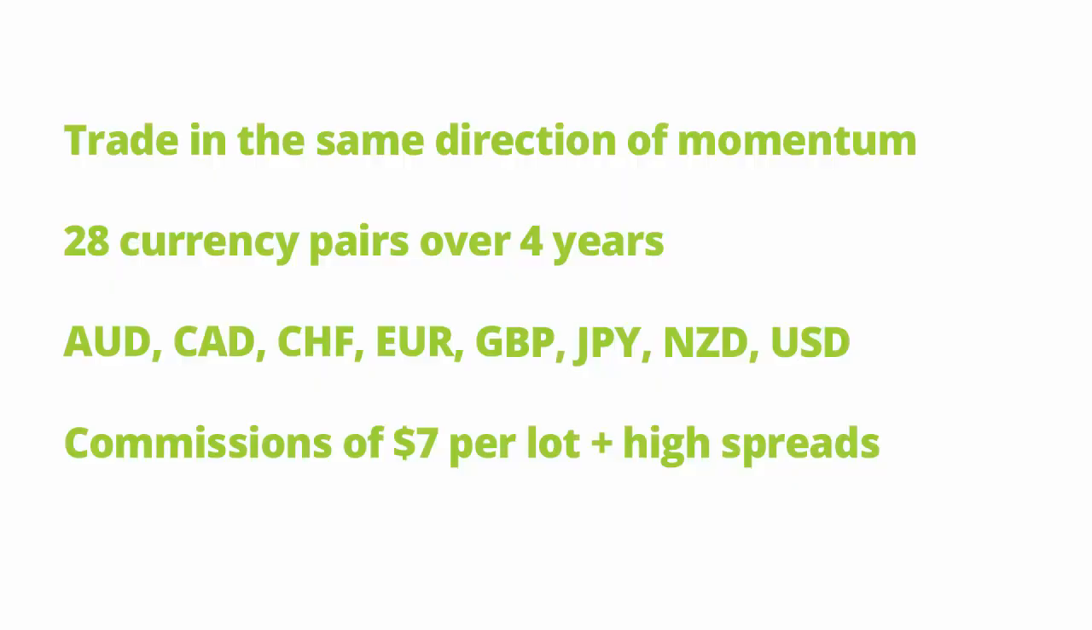I applied a commission of $7 per 100,000 units, which is one standard lot. This is the typical amount of commission for an ECN account.